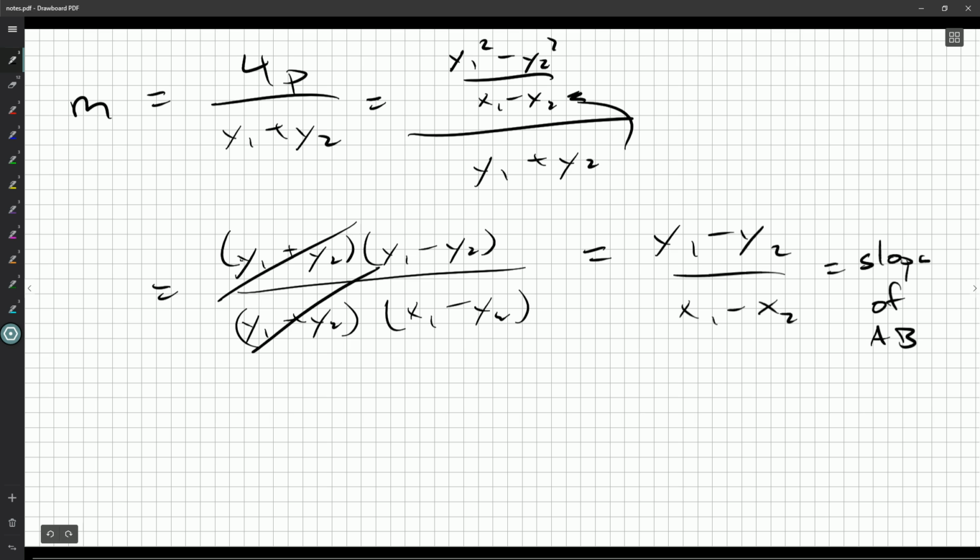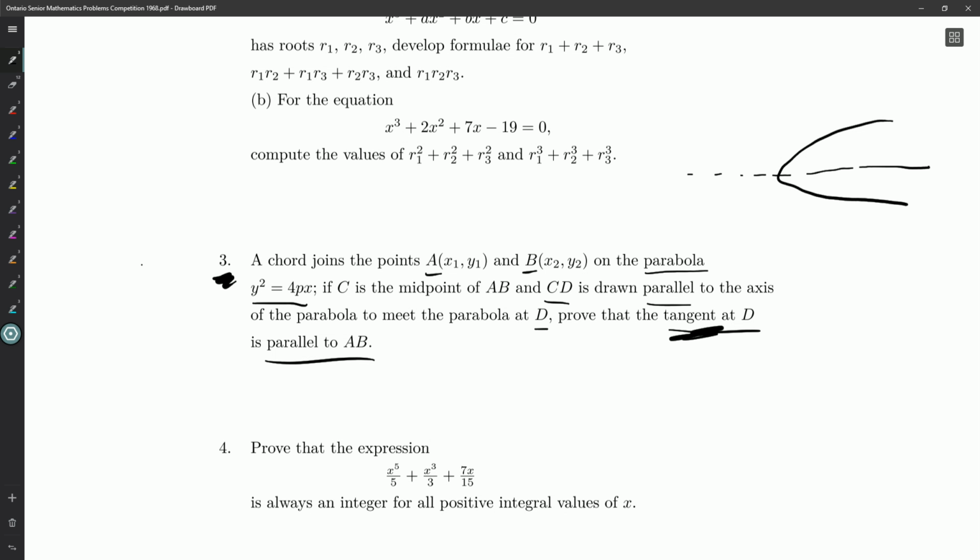of AB. So what have we shown? The tangent at D is parallel to AB. And that's exactly what we were asked to do for question 3 here. Okay, so a nice little way to approach the tangent there. Again, I said it already, you could do some calculus, I'm sure, to get the dy by dx tangent line, but I'm happy with what I did with the parabola there.